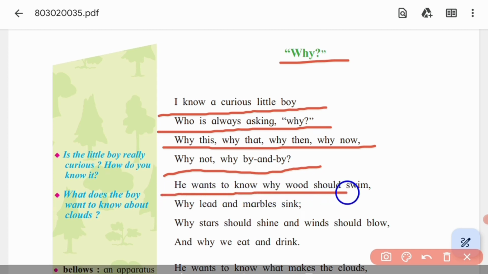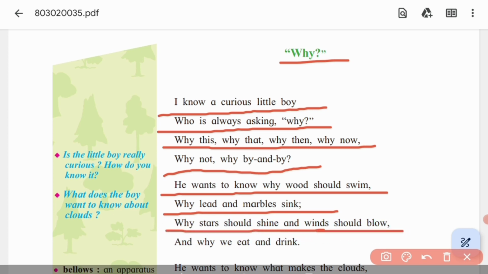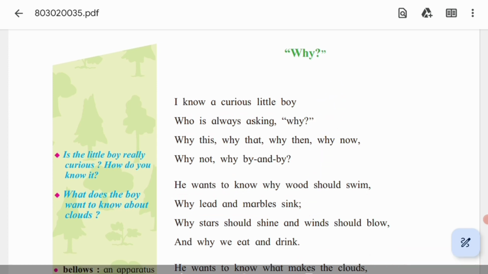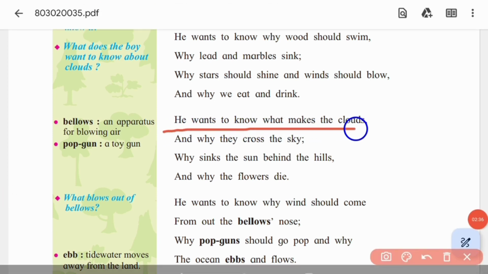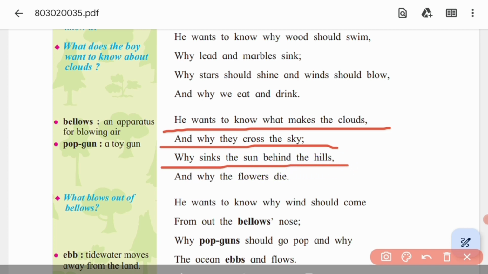He wants to know why wood should swim, why lead and marble sink, why stars should shine and winds should blow, and why we eat and drink. He wants to know what makes the clouds and why they cross the sky. Why sinks the sun behind the hills and why the flowers die.